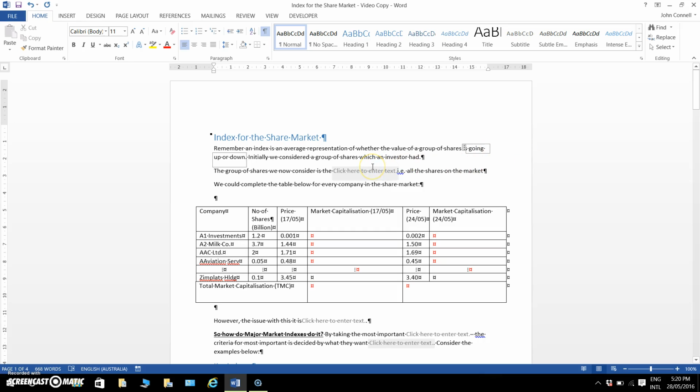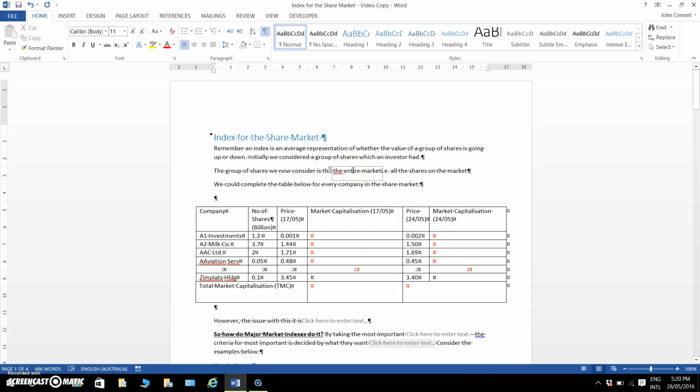Initially, we considered a group of shares which an investor had, so they had part of the shares from this company, part from another company, part from two other companies, and then we combined all that to see whether over a week the value of that particular group of shares was going up or down. The group of shares we're going to consider now is the entire share market. In other words, all the shares on the share market.